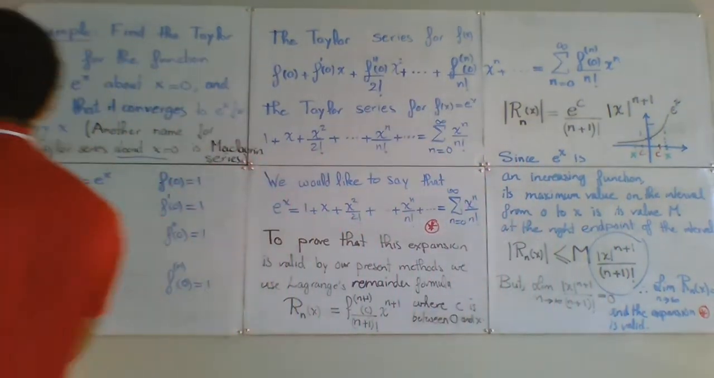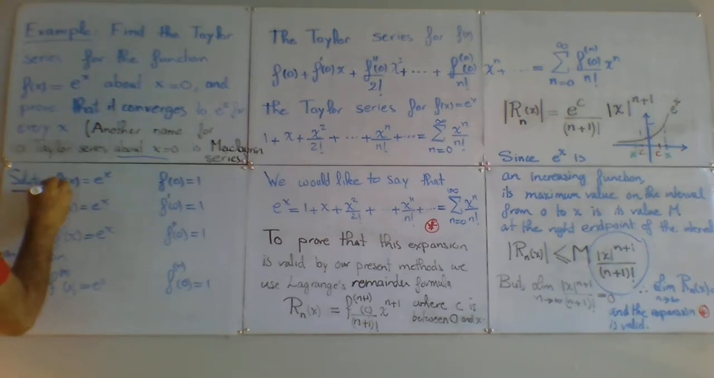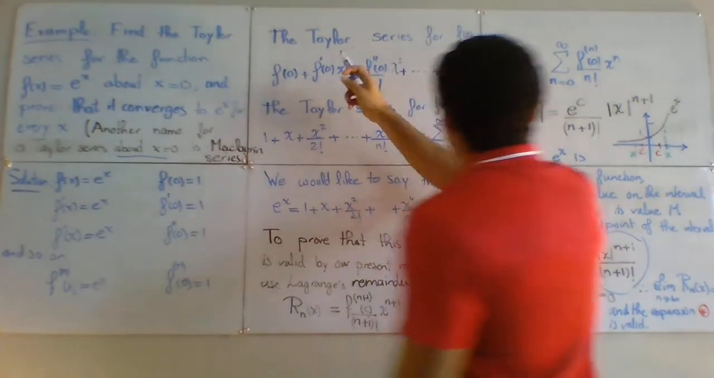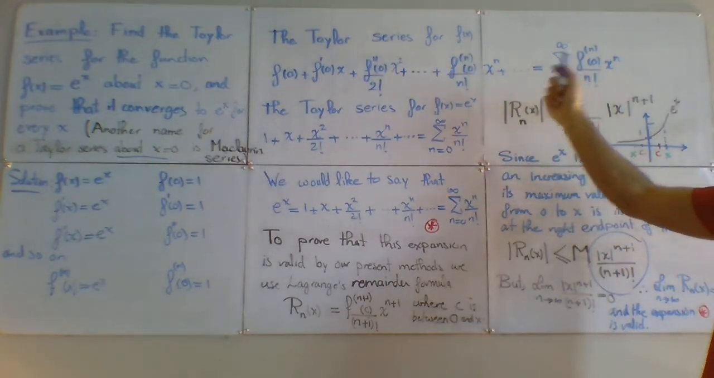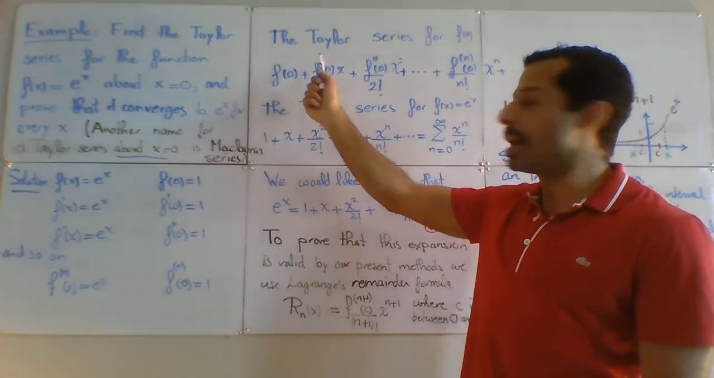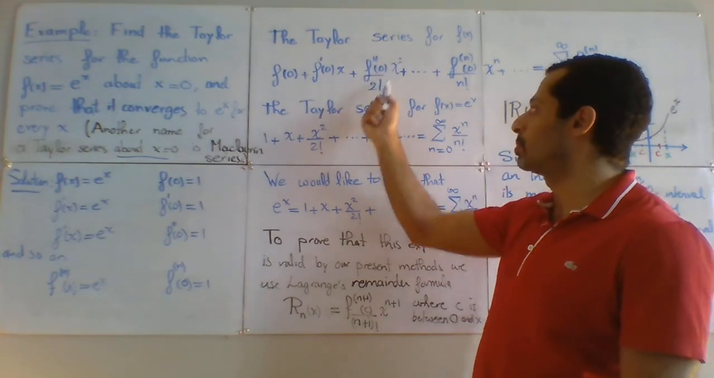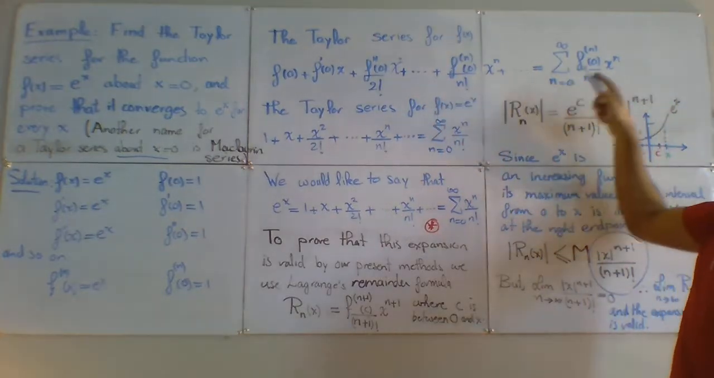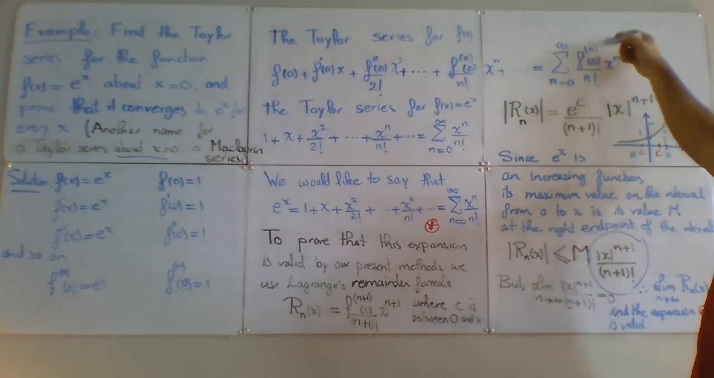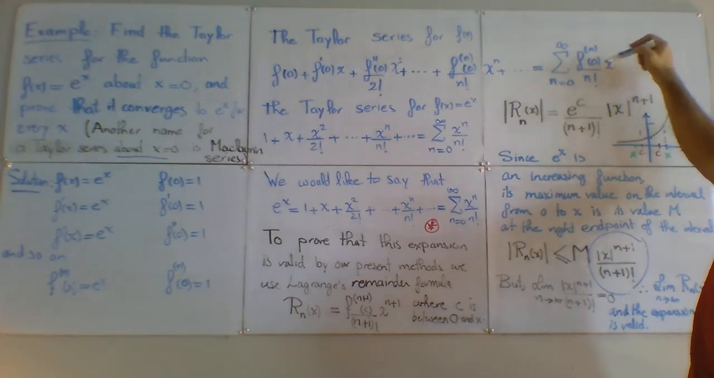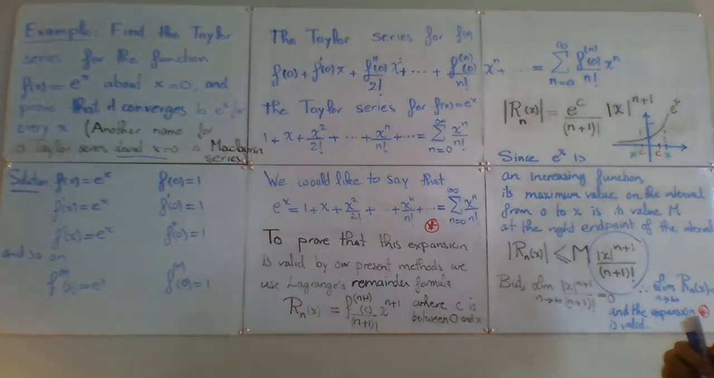So the solution. We know that in general the formula for the Taylor series of a function f of x is f of 0 plus f prime at 0 times x plus f double prime of 0 divided by 2 factorial times x squared, and so on. In sigma notation, this is the sum from n equals 0 to infinity of the nth derivative of f at 0 divided by n factorial, multiplied by x to the n.